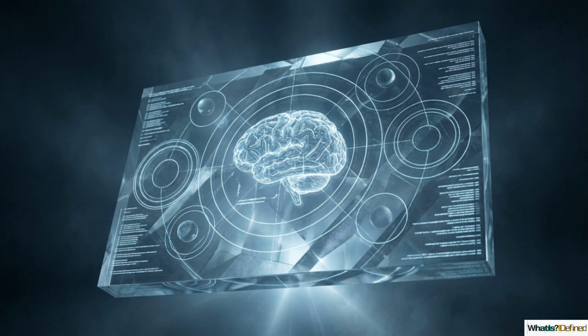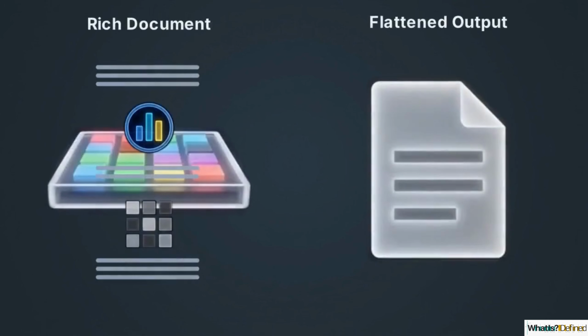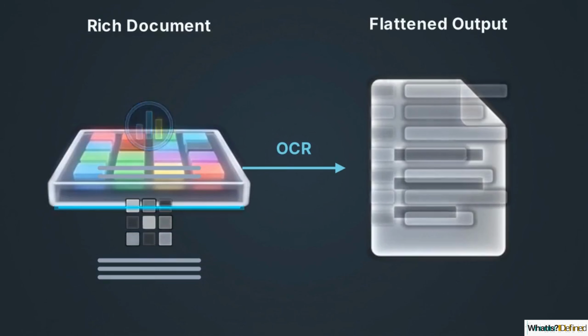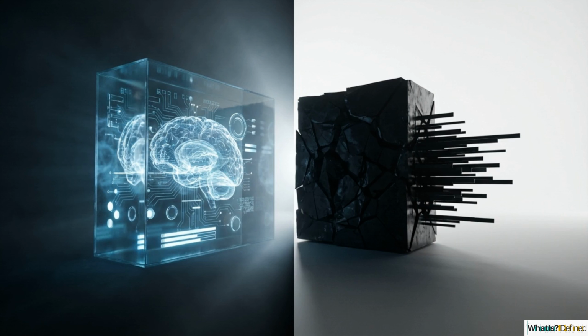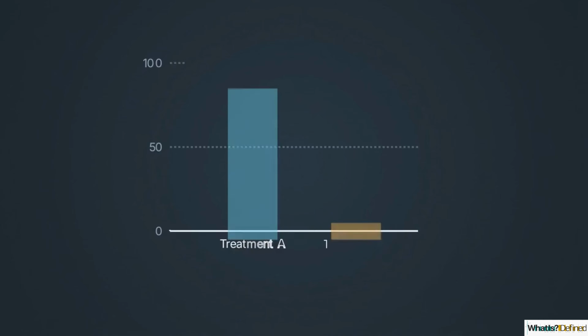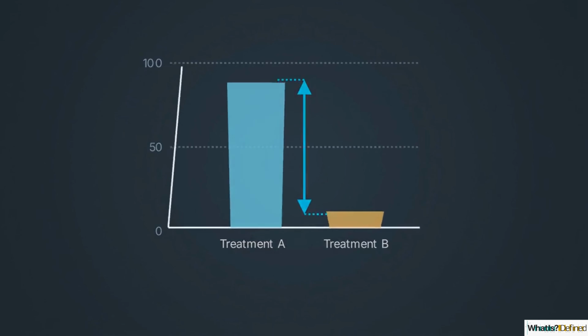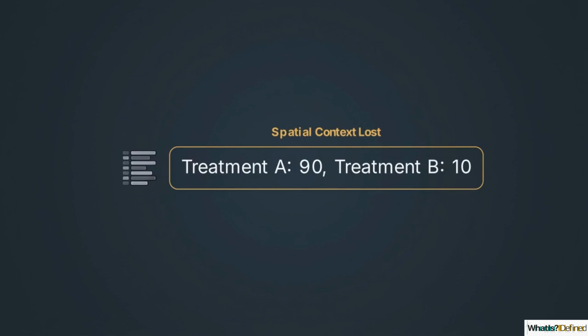To process visual data, like a medical scan or a complex chart, traditional models rely on optical character recognition, or OCR, to flatten the image into plain text. That flattening process destroys crucial evidence. Spatial layouts, the precise proportions of a chart, and comparative visual relationships are completely lost when a complex document is stripped down to simple lines of text.